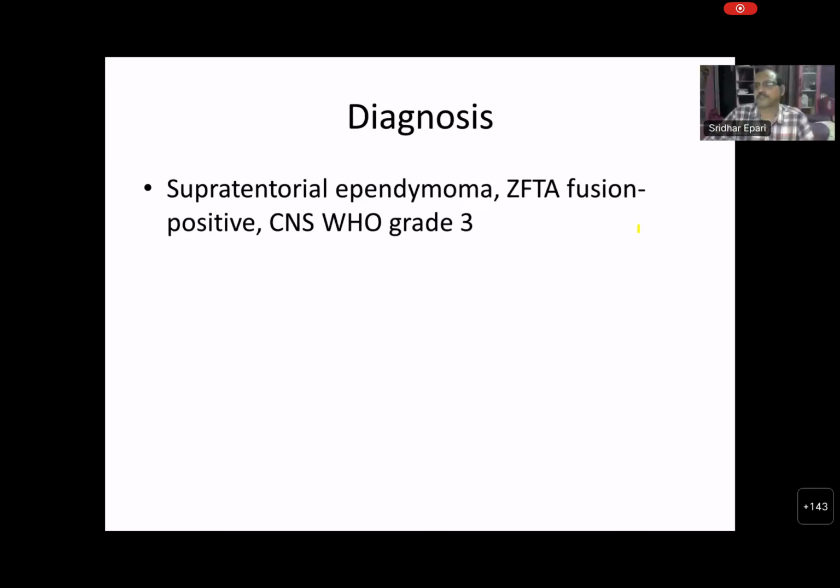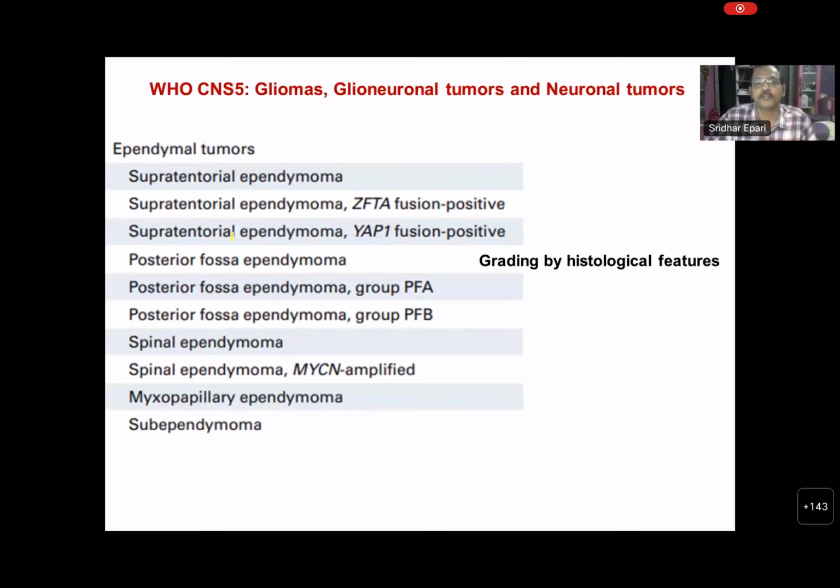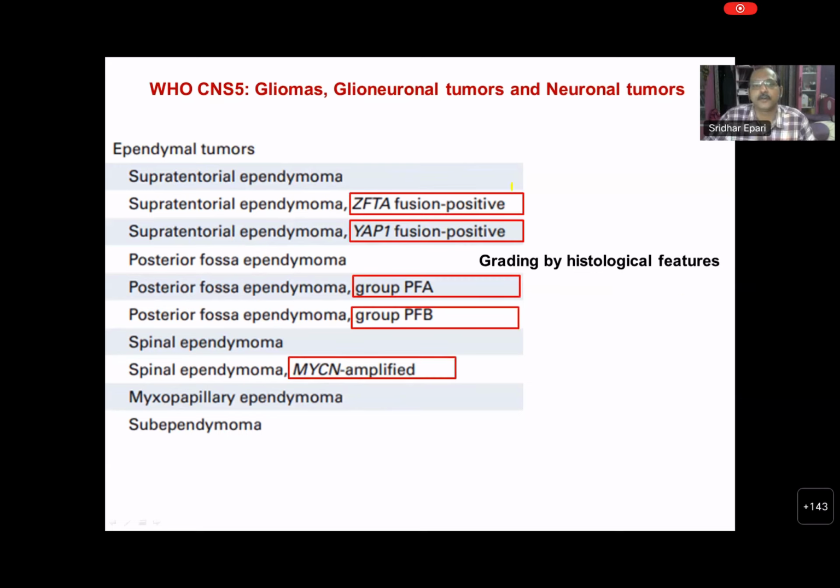So you have ZFTA. In the case of ependymoma, the IHC marker that is important is L1CAM, which is used as a surrogate for ZFTA fusion. This is the current classification of the ependymal tumors. The grading is still by histological features. There are no molecular markers for the grading. You have to do the grading based on the histological features. Each one has got subsets: supratentorial is one broader group, posterior fossa ependymoma, and spinal ependymoma. These are the three broad groups. So here it is supratentorial ependymoma, L1CAM positive. You can write supratentorial ependymoma, ZFTA fusion positive, CNS WHO grade 2. Okay, 3, sorry.